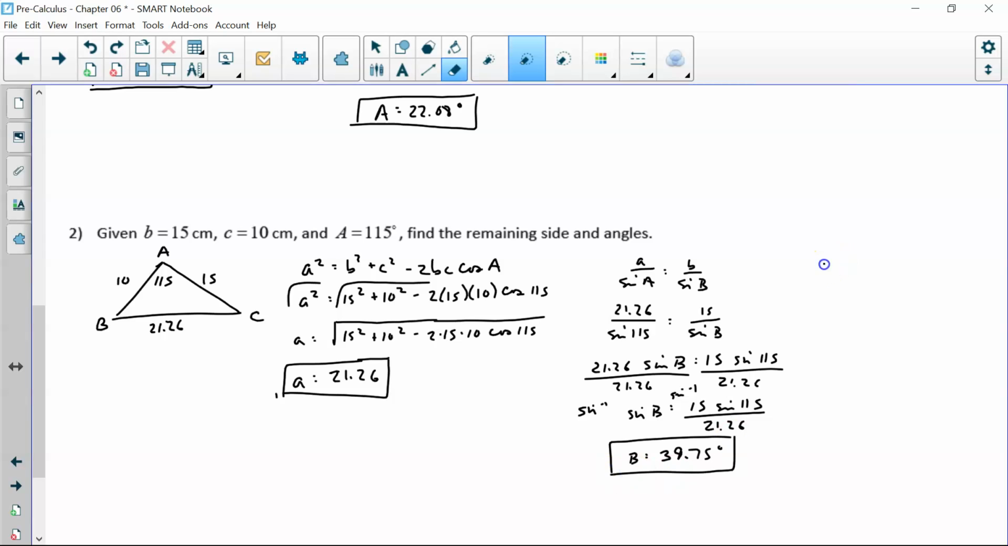So now to find angle C, 180 minus the sum of 39.75 plus 115. So angle C is about 25.25 degrees. So we're using that law of cosines in conjunction with law of sines once again. All right, let's go to the next page.